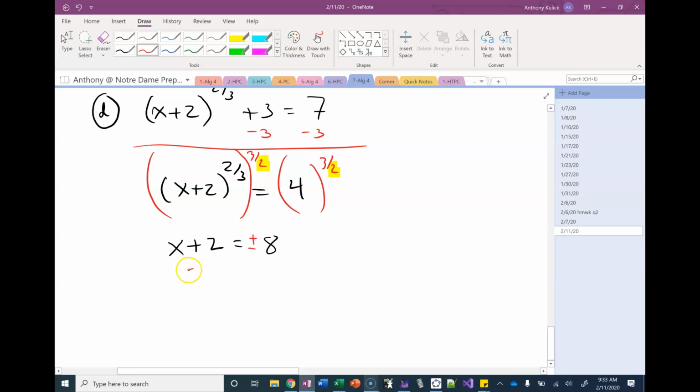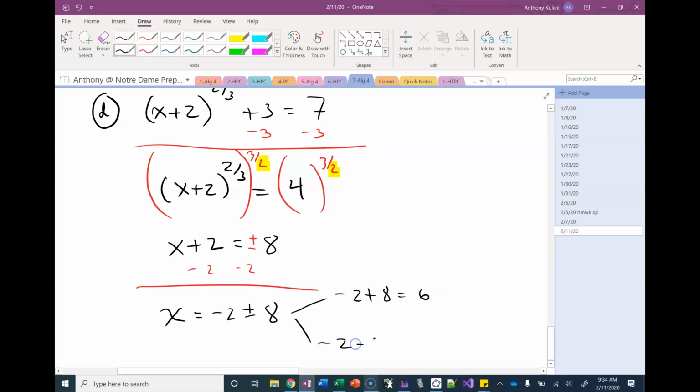Okay. Now we can subtract 2 from both sides. What is 2 or plus or minus 8 minus 2? Can I write that as just plus or minus 10? There's 2. Yeah. X equals -10, X equals 6. Yeah, exactly right. So we have to write it as -2 plus or minus 8, which allows us to write it as 6 and -10.